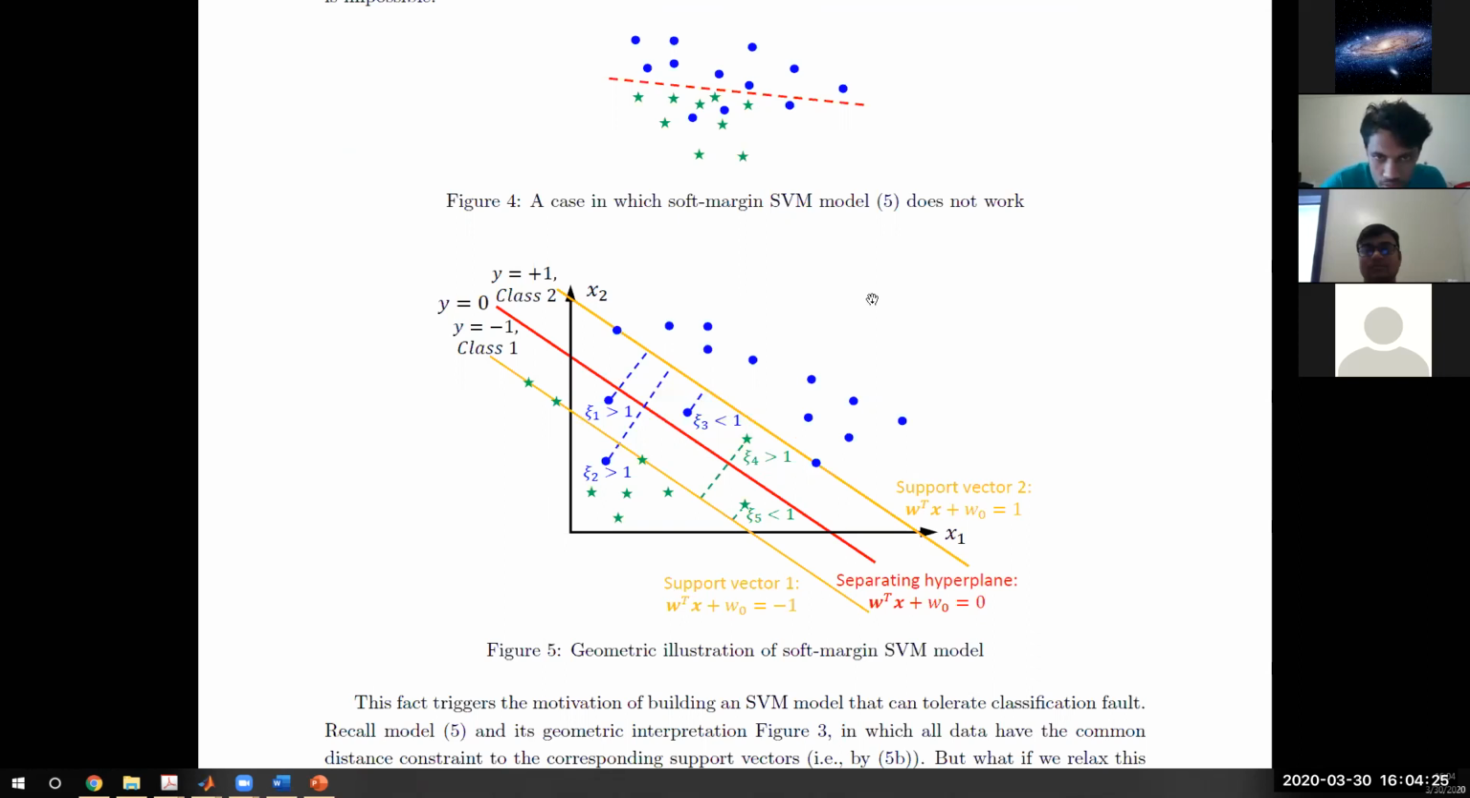Yeah, I have one question. Suppose this Kasi 1 is very close to the red line, but it is still misclassified. From this figure, it's visible that the distance is still less than 1.